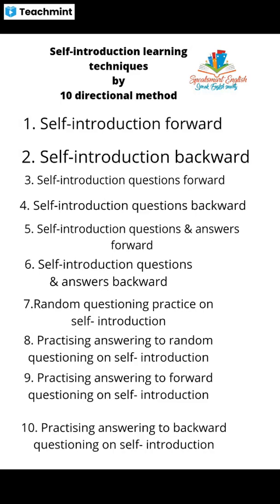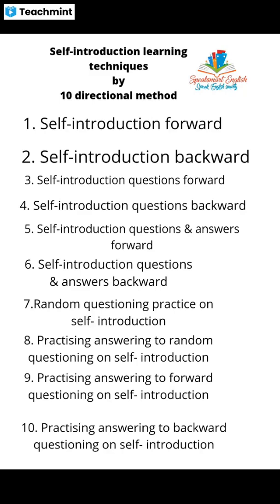So there are 10 steps like that. First one, self introduction forward. That means you will give your introduction like, my name is Progoto Patro, my father's name is Mr. so-and-so. And then you will finish with what you want to be in the future, like, I want to be a professor of mathematics. Like that. Okay, Progoto, do you get my point? Okay, you are not understanding. I am trying to explain it so fast.